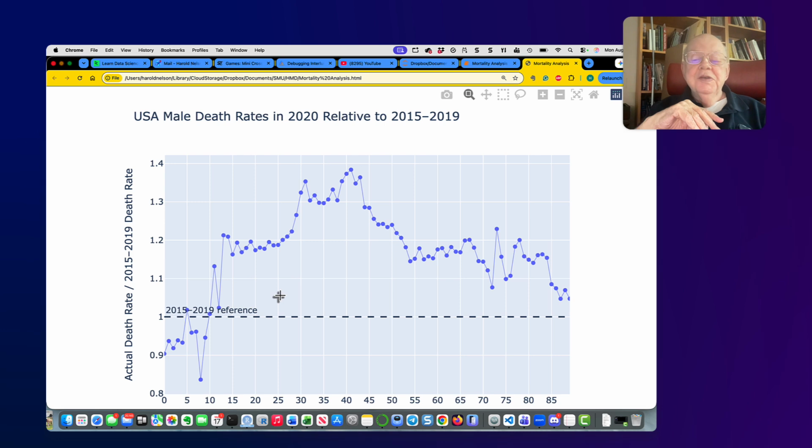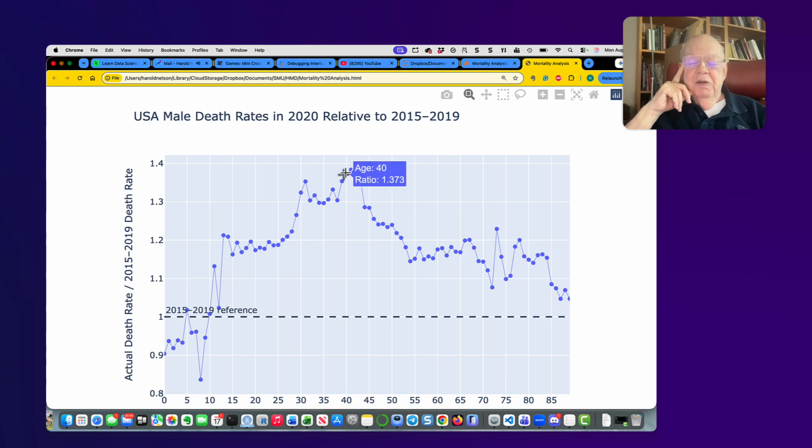And you can see which ages for males were most affected. This is very interesting: the greatest increase in the mortality rate for males in 2020 relative to that base period was actually at age 41. And it increased what is essentially the probability of death by about 30%.